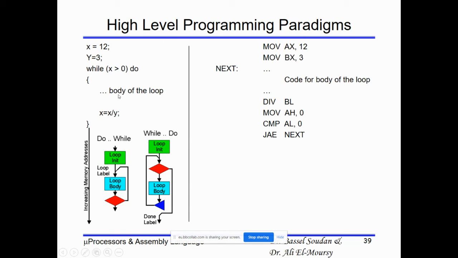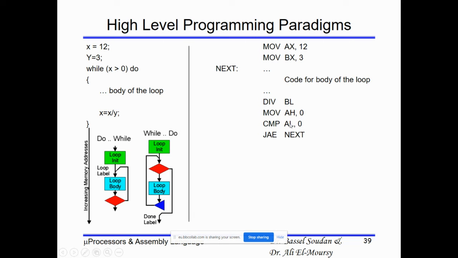This is the code for the high-level language, and here is the equivalent assembly. Remember that in assembly we have the div instruction for unsigned numbers. So we have the body of the loop, and we divide by BL, which is 3. So 12 in AX will be divided by BL, which is 3. This gives the result of the division in AL, and AH takes the remainder. I want to remove the remainder, so I just put zeros in it.